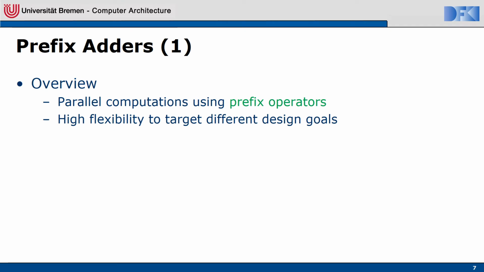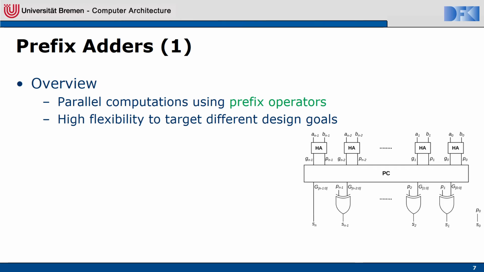Prefix adders have some advantages compared to the other adder architectures. They can be highly parallelized thanks to the prefix operators. Moreover, they can be designed in many different ways in order to meet different design demands, such as low area, low delay, and a small number of wiring tracks. Here you can see the general structure of a prefix adder. The first stage is made of half adders, and its role is to generate the generate and propagate signals. The second stage is the PC block, and it generates the carry bits.